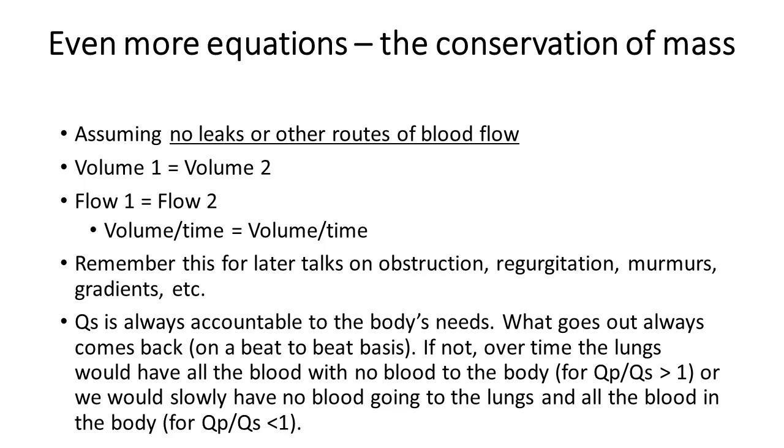And then the other part: you need to know that what goes out to the body has to come back. It has to be that way. If not, over time, the lungs would have all the blood flow with no blood to the body if QP over QS is more than 1 with each heartbeat. Think about it. Or we'd slowly have no blood going to the lungs and all the blood in the body if QP over QS is less than 1. Again, if those ratios change, there's something else going on, but this always has to be maintained. What goes out to the body has to come back. And when the QP and QS ratios change, it means there's something else going on within the heart. We're going to talk about those things in later lectures.